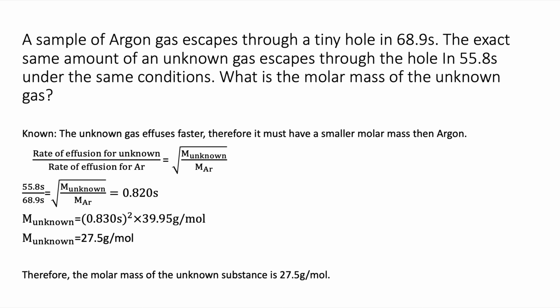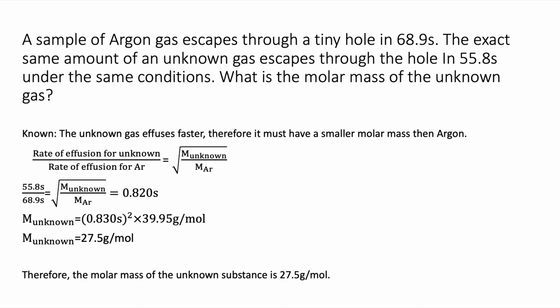So first, before solving any problem, make sure you write what is known in order for you to have all the variables to solve this problem. So we need to use the equation: rate of effusion for the unknown gas over the rate of effusion for the known gas, which is argon in this case, is equal to the square root of the molar mass of the unknown over the square root of the molar mass for the argon.